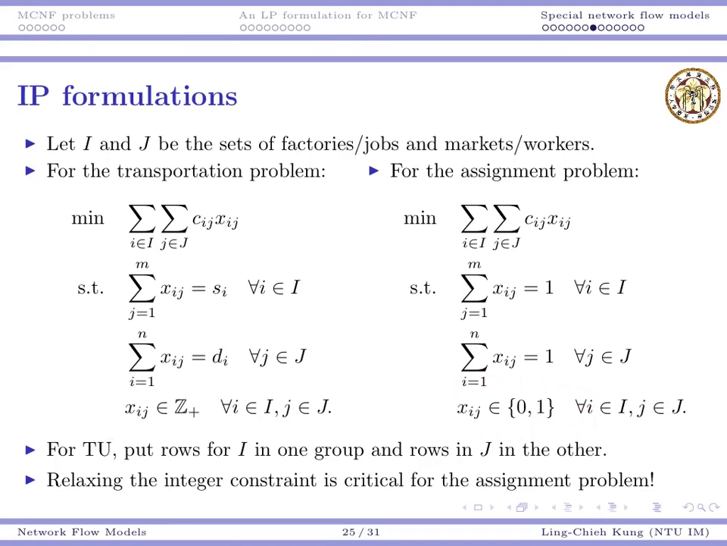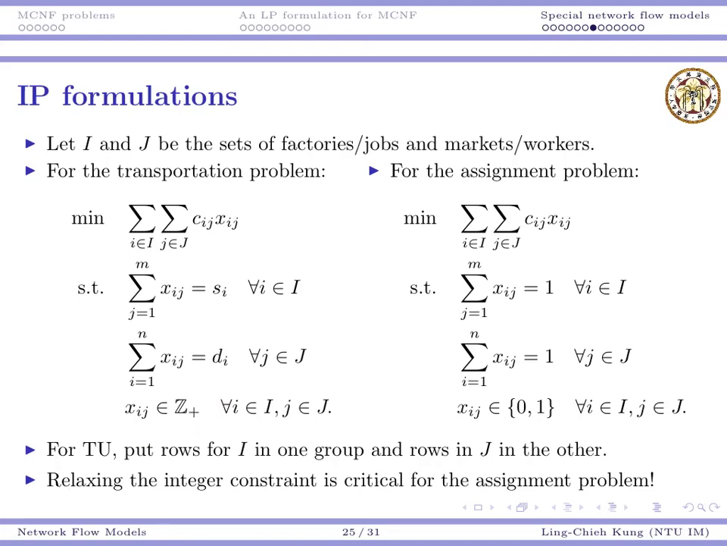Let me elaborate on it. For a transportation problem like this, we are deciding flow quantities. And when the problem scale is large, we know it doesn't matter to relax the integer constraints into fractional numbers, okay? Because rounding doesn't make a big deal.